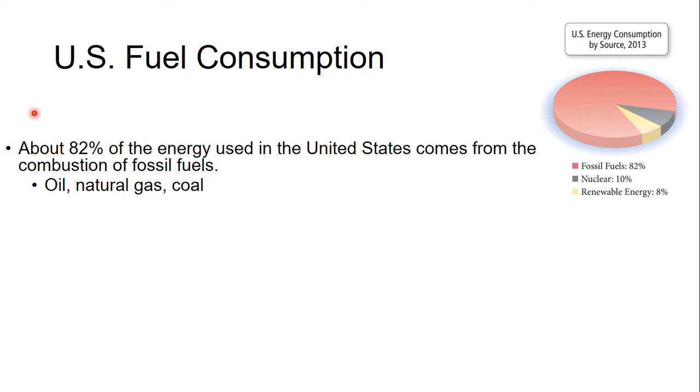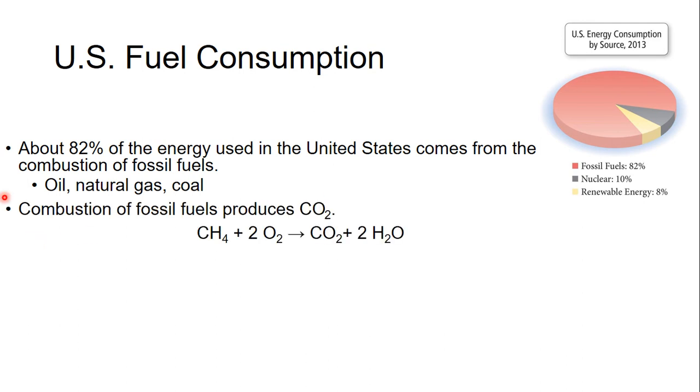In this video, we're going to look at how acid and base chemistry has had a big impact on our environment. And so we begin with our fuel consumption as a nation. In 2013, 80% of the energy in the US came from fossil fuels, that is, oil, natural gas, and coal. Now, when we use fossil fuels, we actually make CO2.